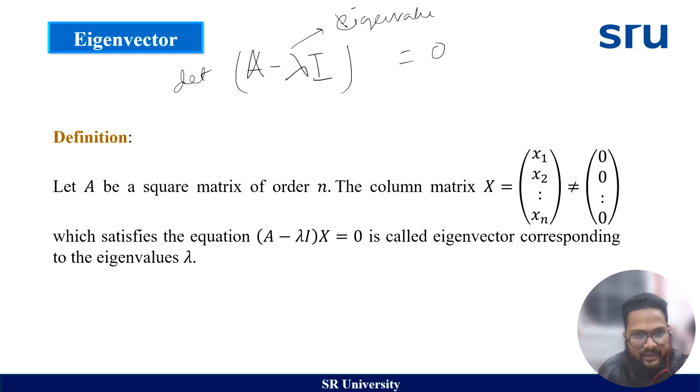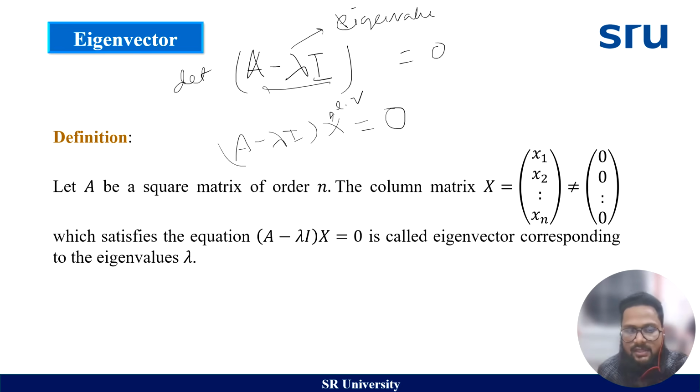Now if you take this A minus lambda I matrix, and multiply a vector x with it, and you get a zero vector, then this x is called an eigenvector, right? So if A is an n cross n matrix, then x will be a vector of size n into 1, that means x1, x2, up to xn.